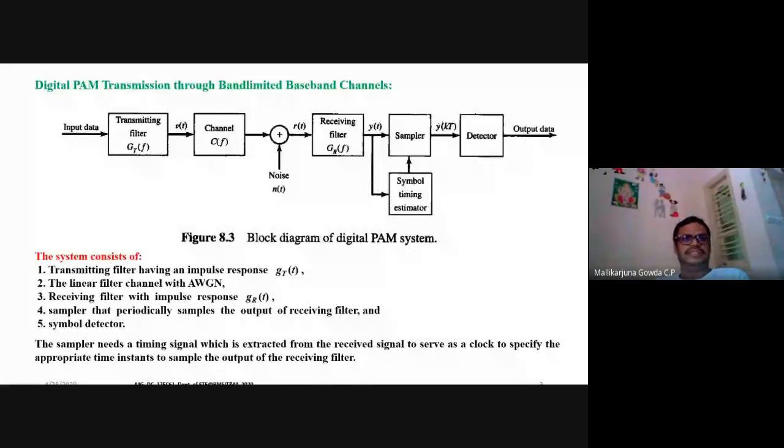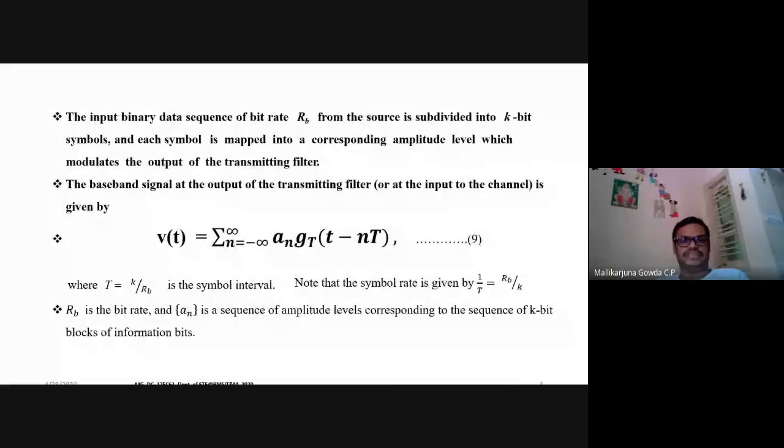Here I'm saying the input binary data sequence will be applied to the transmitting filter. At what rate? It has a bit rate of RB bits per second from the source, that is subdivided into k-bit symbols. Here this k may be 2 bits or 3 bits or 4 bits, that depends. Each symbol is mapped into the corresponding amplitude level, which will be modulated by this transmitting filter. It is written here very generally.